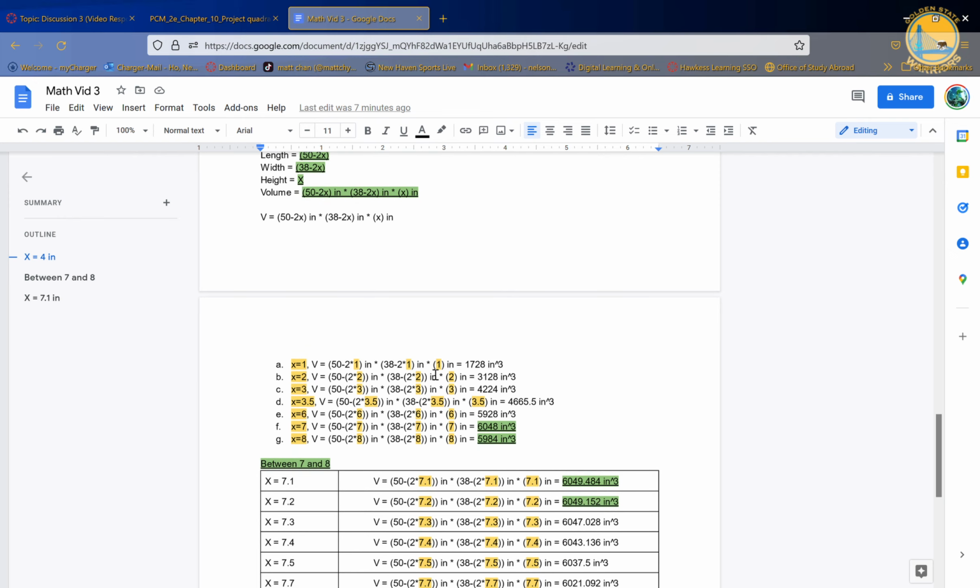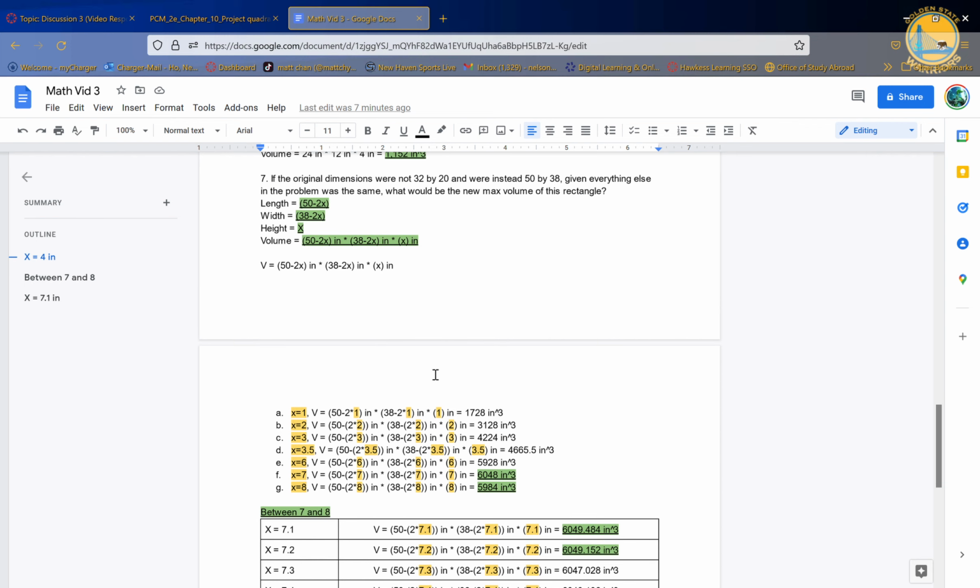So our volume equation is still 50 minus 2x inches times 38 minus 2x inches times x inches. Now, I decided to create another semi-chart, plugging in random numbers, and I just wanted to go all up to 7. And as you can see, I plugged in 1, 2, 3, 3.5, 6, 7, 8. And for 1, I got 1,728 inches cubed. 2, 3,128 inches cubed. 3, 4,224 inches cubed.